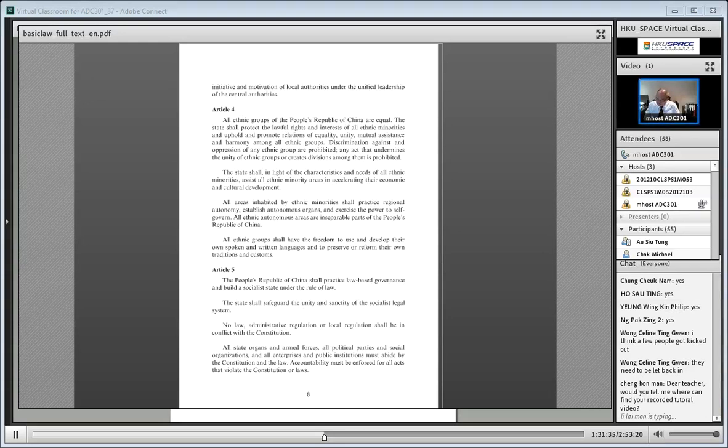Okay, question four, pages 14 and 15 of your materials. Again, the exercise is to identify the provisions in the Basic Law which reflect the basic policy.